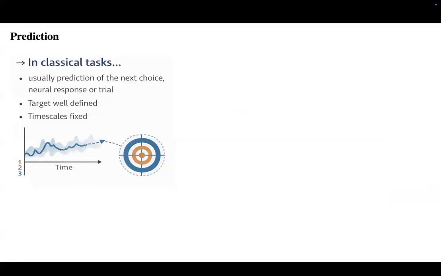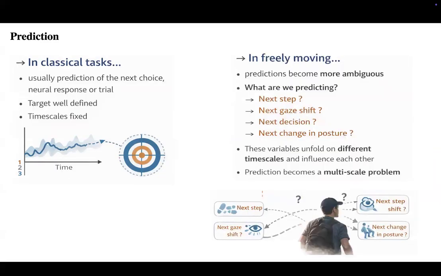So if we focus on the prediction, in classical tasks, usually we often predict the next choice or the neural response or the next trial. And the targets are extremely well defined, and the timescales are very fixed. We just talked about this. In 3D moving, predictions become way more ambiguous because we cannot even define sometimes exactly what we are predicting. Is it the next step? Is it the next gaze shift? Is it a decision? Is it a change in posture? Which of these many factors is driving in the end the neural activity that we are seeing? And these variables do unfold on different timescales and influence each other, and therefore predictions become a multi-scale problem.